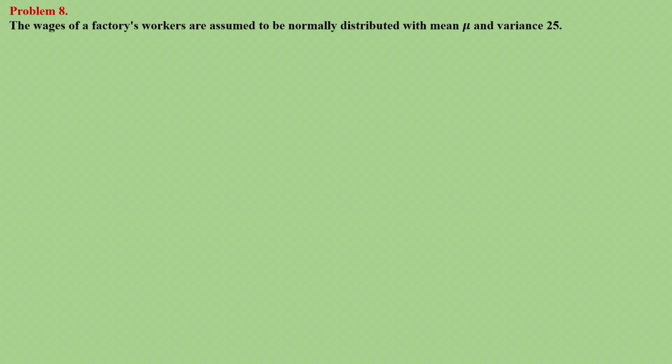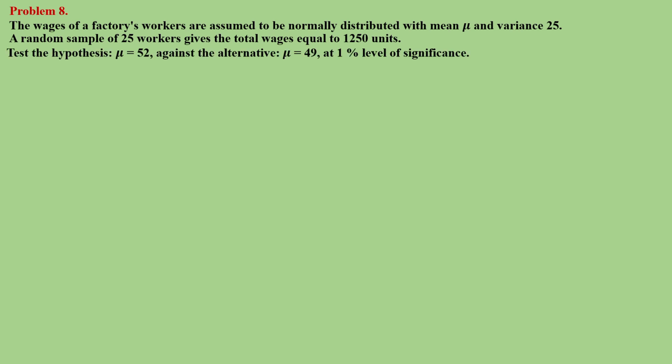So next problem. The wages of a factory's workers are assumed to be normally distributed with mean mu and variance 25. A random sample of 25 workers gives the total wages equal to 1250 units. Test the hypothesis mu is equal to 52 against the alternate hypothesis mu is equal to 49 at 1% level of significance.